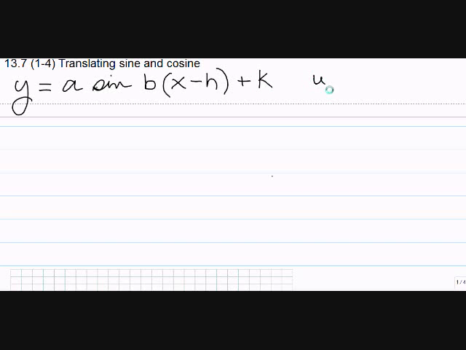Same thing works for cosine. Same A, same B. You can either use theta or x on these. I used x there, I'm going to use theta there. I can't remember how your homework is written on these. You can use those interchangeably, plus k. I'll use a lot of x's today.